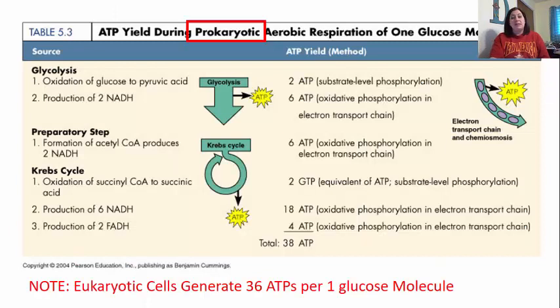All right, so this particular table is taking this whole idea of glycolysis, the prep stage, and the Krebs cycle and putting it all together.